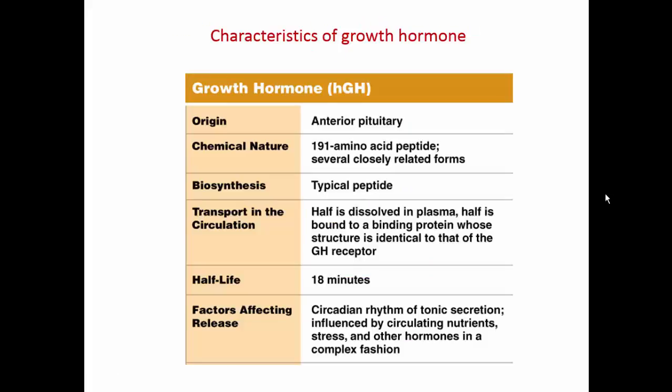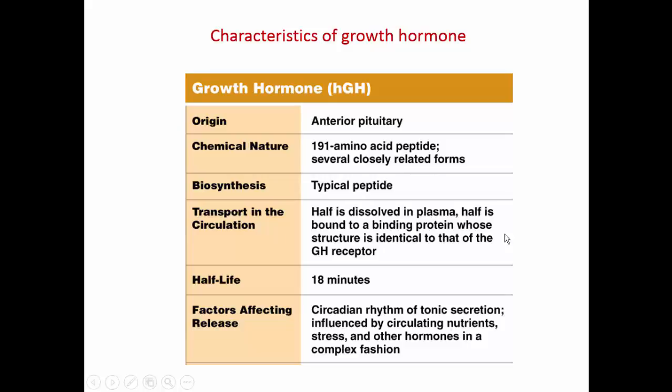This table shows some characteristics of growth hormone, some of which we've already covered, but some of these are new and you'll be hearing for the first time. We know that the origin of growth hormone is the anterior pituitary. Regarding the chemical nature, we know that it's a peptide and it's made up of 191 amino acids.